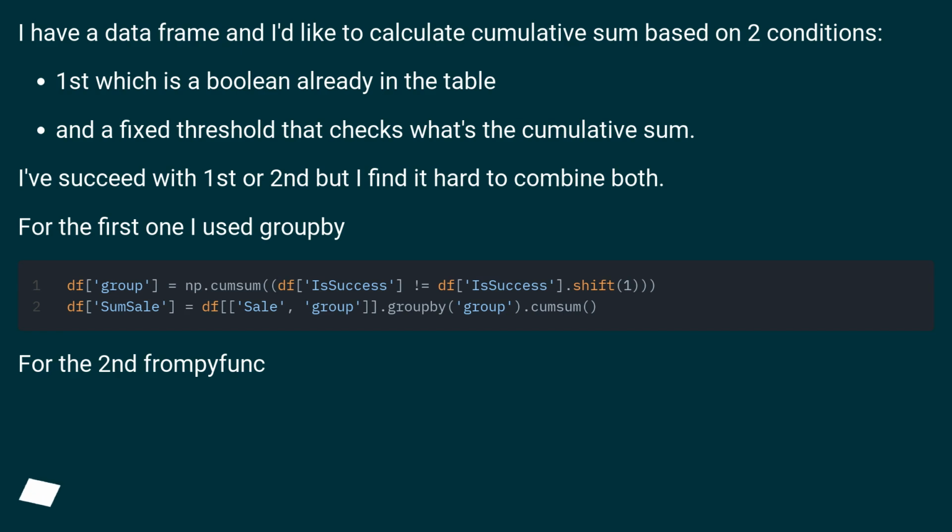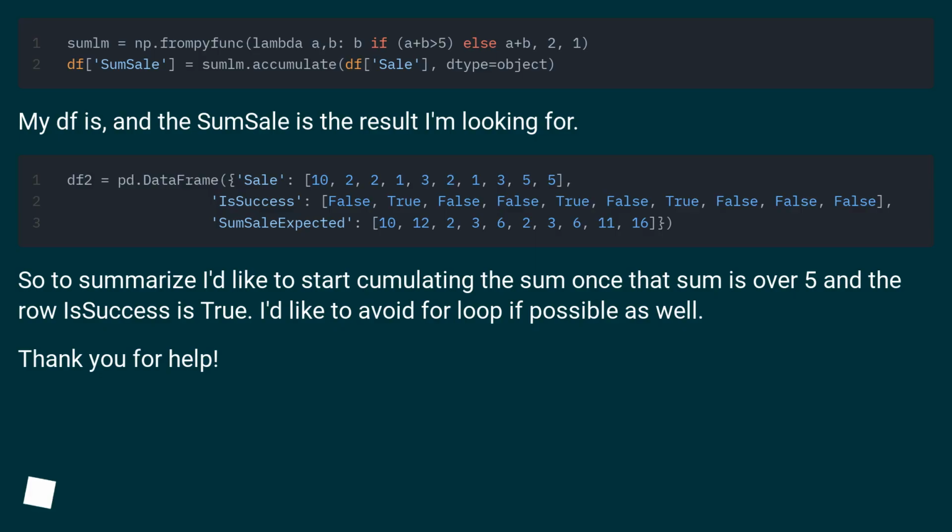For the first one I used groupby. For the second, a numpy function. My df is this, and the sum sale is the result I'm looking for. So to summarize, I'd like to start cumulating the sum once that sum is over 5 and the row success is true. I'd like to avoid a for loop if possible as well. Thank you for help.